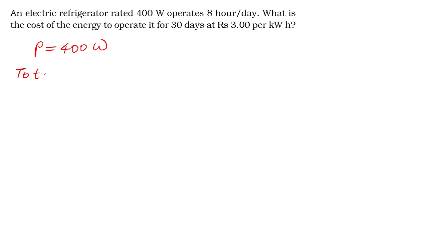Let me write the total number of hours. In a single day, the fridge is used 8 hours. So for 30 days, what is the total hours of use? 30 into 8 hours, because in a single day, 8 hours is used. So 30 days, 30 into 8, 240 hours. The fridge was working for 240 hours in a month.